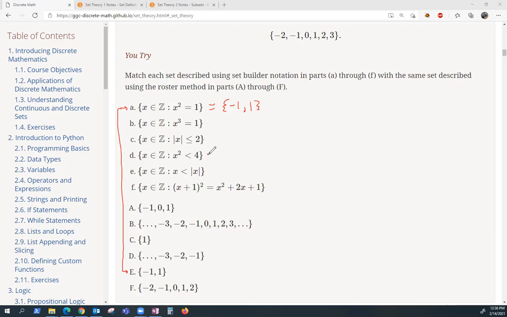Okay, let's look at one more. This is going to be all of the integers so that their square is strictly less than 4. Well, 2 doesn't work because 2 squared is equal to 4. 1 works because 1 squared is 1. 0 works. And -1 works because -1 squared is going to be strictly less than 4. So that one is going to match with this one, and so on and so forth. And I encourage you to try these out. This one is a lot of fun.